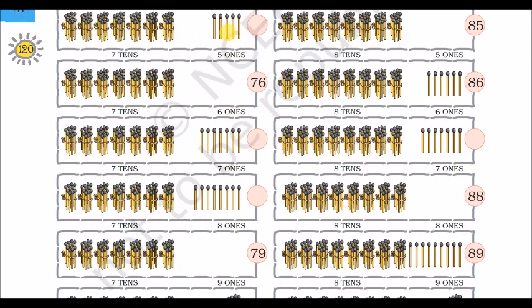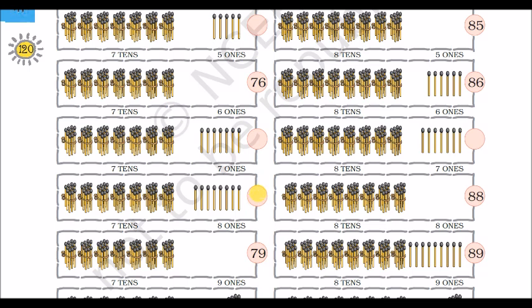7 tens and 5 ones. 7 and 5, 75. 7 tens and 6 ones. 7 and 6, 76. You have to draw 6 lines. 7 tens and 7 ones. 71, 72, 73, 74, 75, 76 and 77. 7 and 7, 77. 7 tens and 8 ones.